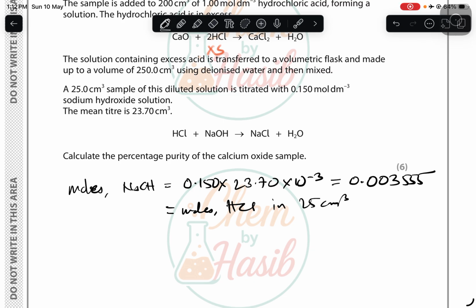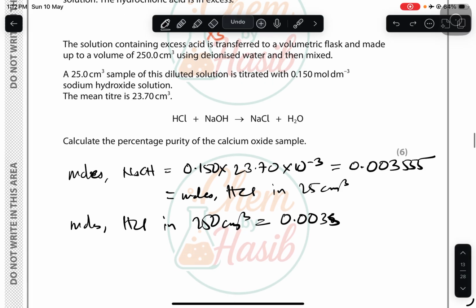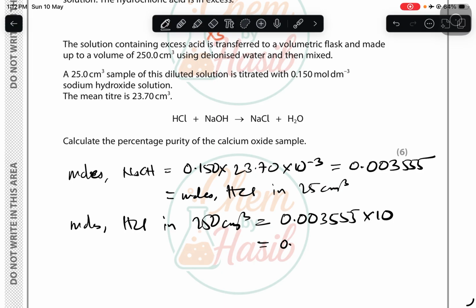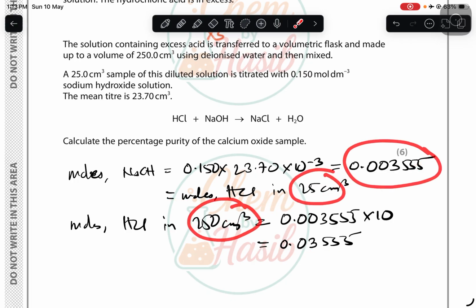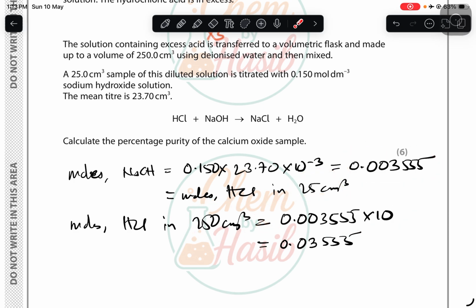Then we find the moles of HCl in 250 cm³. In 250 cm³, the moles of HCl will be 10 times more. 0.003555 times 10 equals 0.03555. In 25 cm³, that's the number of moles. In 250 cm³, the moles will be 10 times greater. Just use the simple unitary method. If 25 cm³ has this many moles, 250 cm³ will have 10 times more.